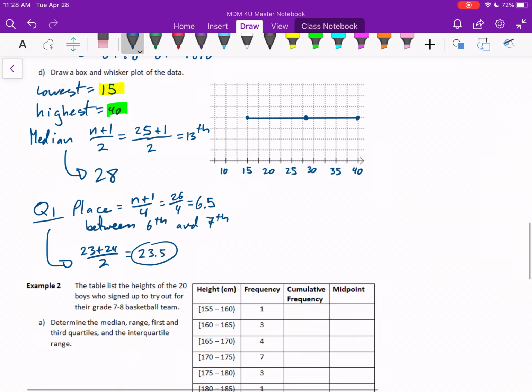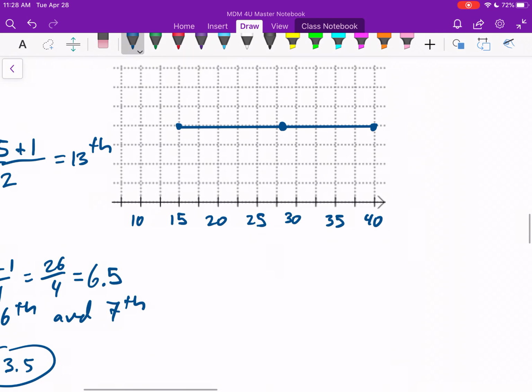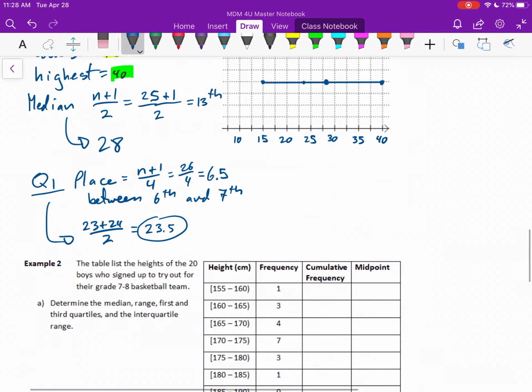I'll mark that on my graph. Again, I can only sort of estimate. 22.5 is this dotted line, so 23.5 would be about here. And then let's do the same thing for Q3.